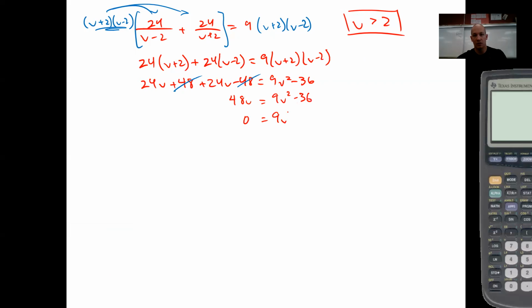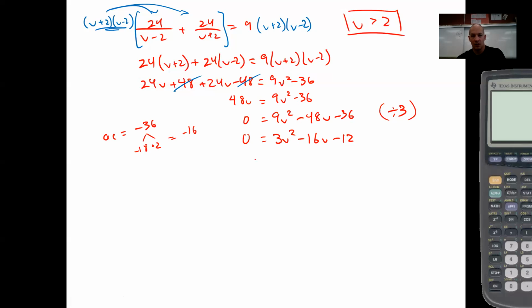Or moving everything to the right side. And I actually notice everything is divisible by 3 here. So I'm just going to divide everything by 3 just to simplify my numbers. Okay, so solving this is not a big deal. I believe this is factorable. So 3 times negative 12 is negative 36, and we've got 2 numbers that add up to negative 16. Is that possible? Yes, it is.